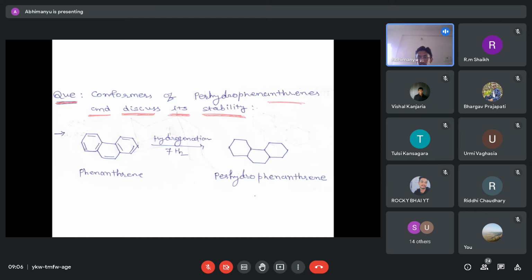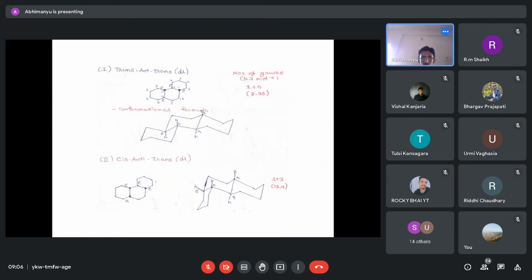Perhydrophenanthrene can be obtained by the reduction of phenanthrene. Different conformations: trans, anti, trans. What is the meaning of trans? All are aware of trans and cis. Now try to understand the concept of anti as well as syn. Anti means trans and syn means cis.